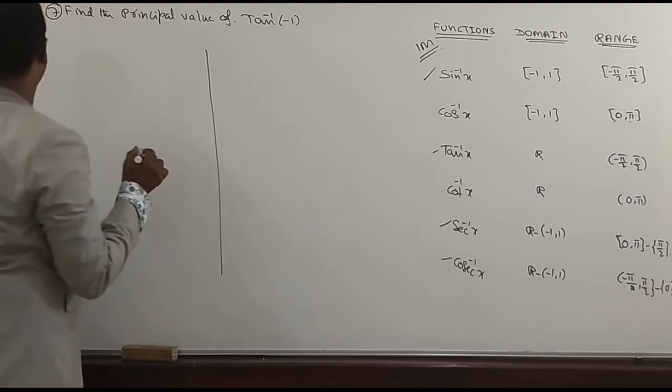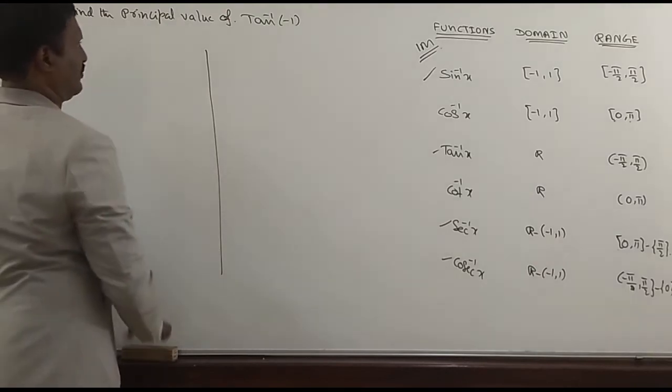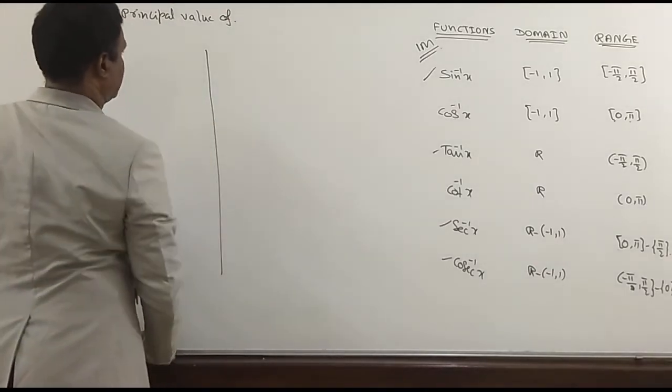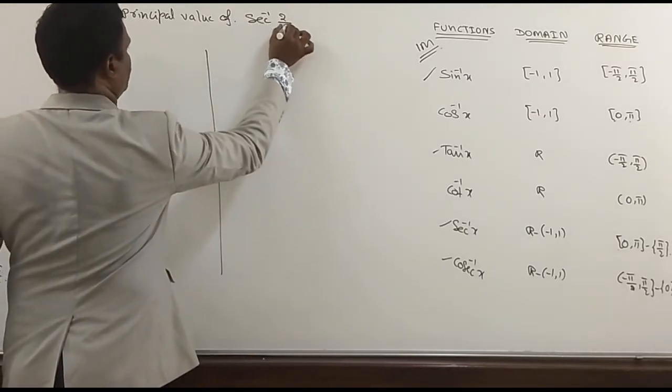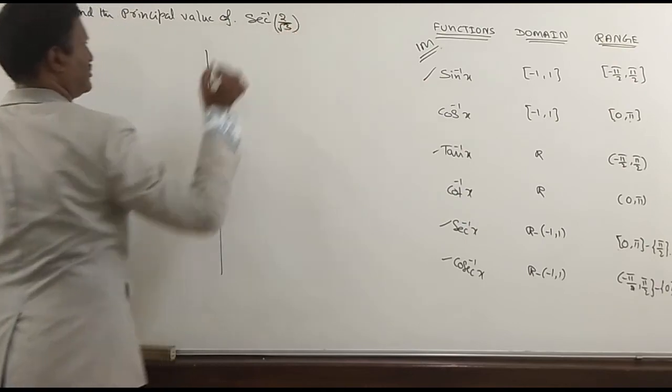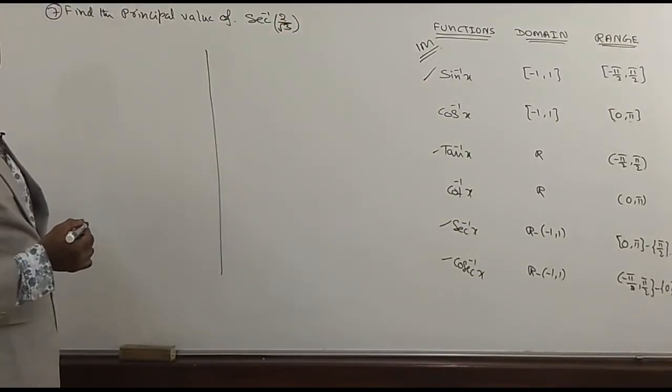Find the principal value of secant inverse 2 divided by root 3.